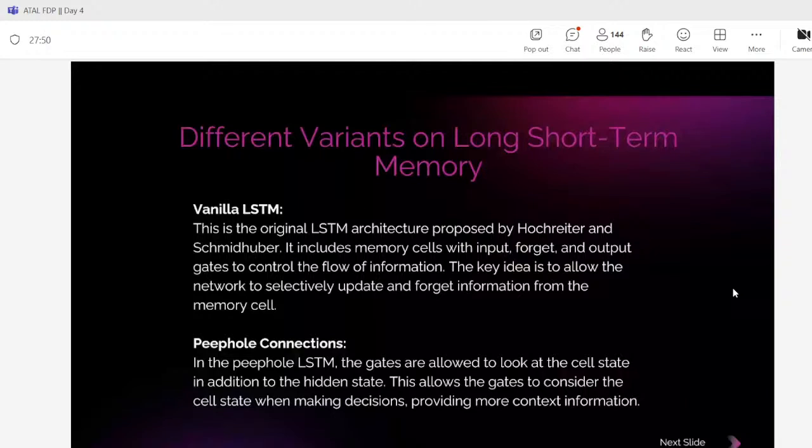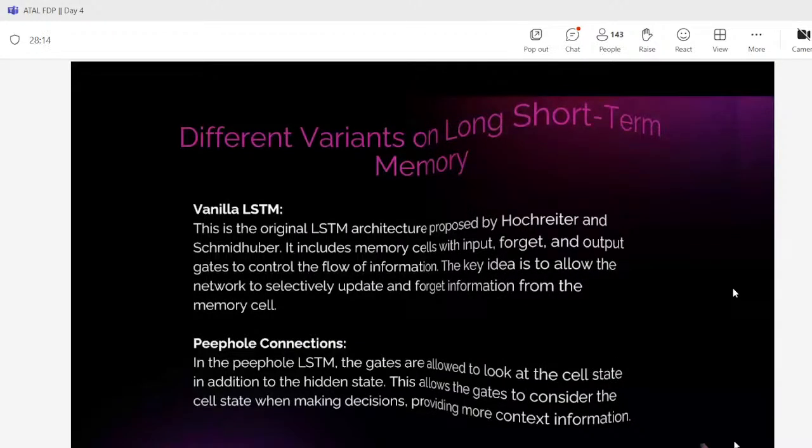And the second one is the peephole connection. In peephole LSTM, the gates are allowed to look at the cell state in addition to the hidden state. Okay, this allows the gates to consider the cell state when making decisions, providing more contextual information. So the cell state will always be monitored while making decisions.